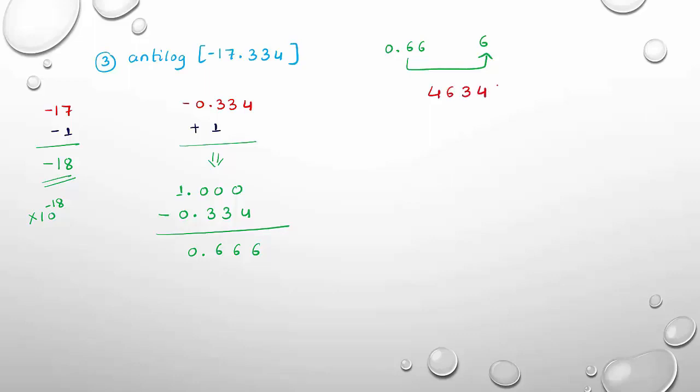Now tell me how to write the final answer. The question is antilog of minus 17.334 is equal to 4634. Here we have to write the decimal point after one digit, 4.634, and into 10 raised to minus 18. So 4.634 into 10 raised to minus 18 is the final answer. I will solve one more problem.